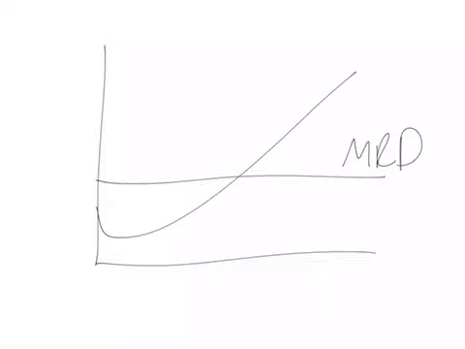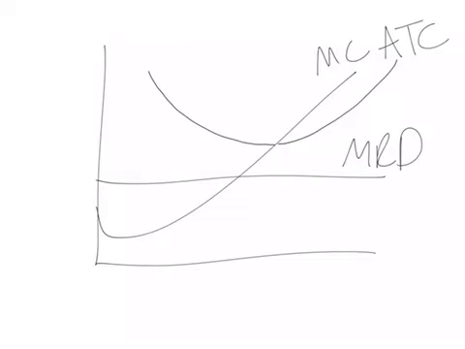Now in order to find loss, we're going to go again to the profit maximizing point, which is here, where we're going to dot up until we hit the ATC. And once we hit the ATC, we're going to dot in here and dot across. And then this becomes our loss.